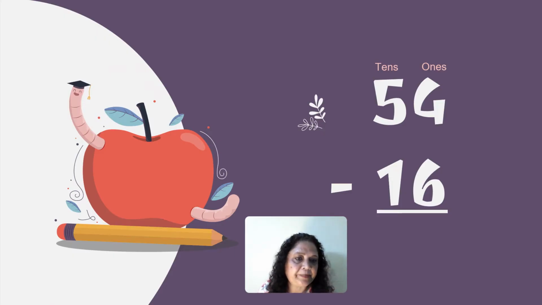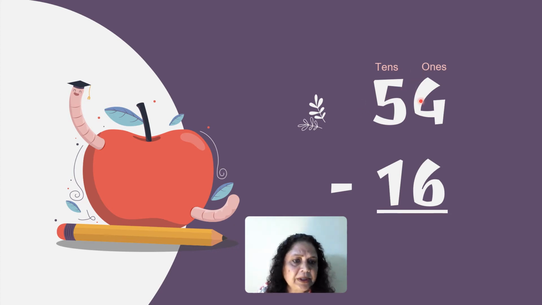Let's do another sum. 54 minus 16. In the ones place we have 4 and 6. In the tens place we have 5 and 1. Children, we cannot minus 6 from 4, because 4 is a small number. So what do we do? We borrow 1/10 from the tens place, which makes this number 4, and this number becomes 14.